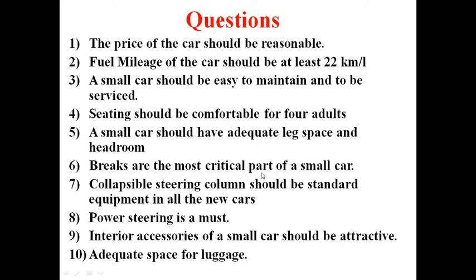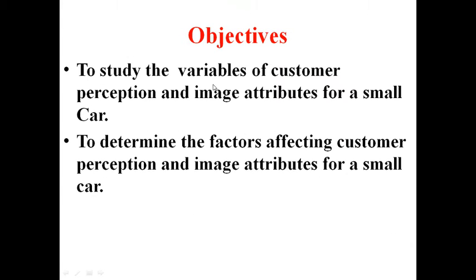A small car should have adequate leg space and headroom. Brakes are the most critical part of a small car. Collapsible steering column should be standard equipment in all new cars. Power steering is a must. Then ninth, interior accessories of a small car should be attractive, with adequate space for luggage. So these are the 10 variables, or statements, and we have to get the responses for these statements on the 7 point scale as we have defined. So these are the questions.